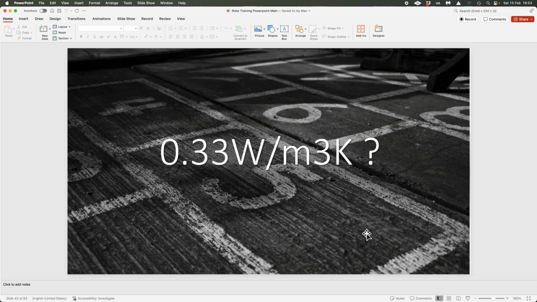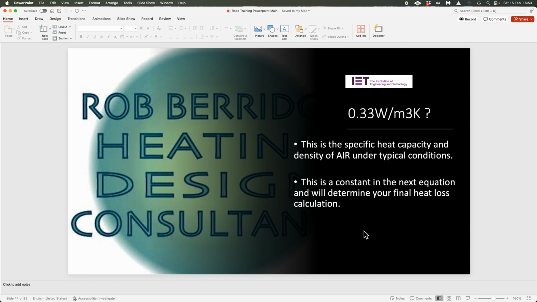And what does this figure actually represent? Well, this represents the specific heat capacity and density of air under typical conditions. So if we look at the next slide, you can see that this is exactly what it means. It's a constant in the next equation, and we'll use this as we move forward. But there are quite a few caveats, and I want to play around with a couple of these figures, so you can get an understanding of how much air change rates can really affect your end heat loss calculation, because they add quite a lot on.